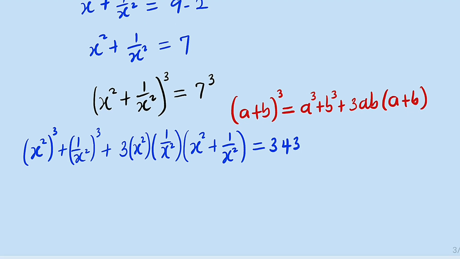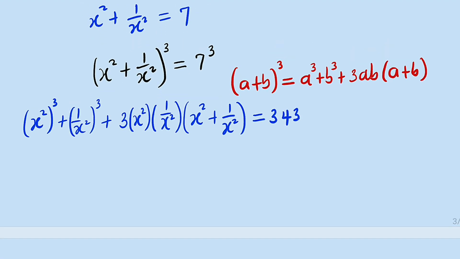Now let's further simplify this. x squared to the power of 3 is the same thing as x to the power of 6, plus 1 over x squared to the power of 3 is the same thing as 1 divided by x to the power of 6, plus, here is multiplication. From here you can see this x to the power of 2 will cancel this x to the power of 2. This is only 3 multiplied by 1, which is 3.